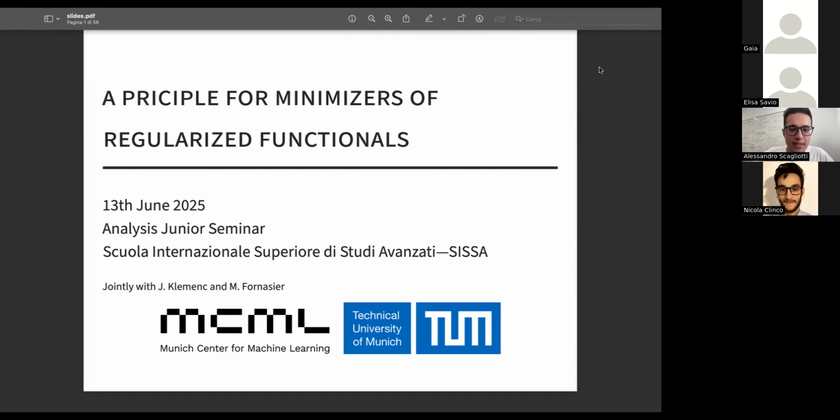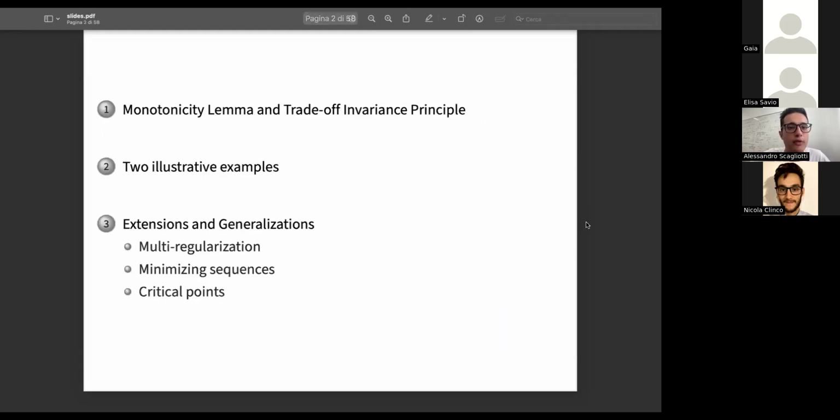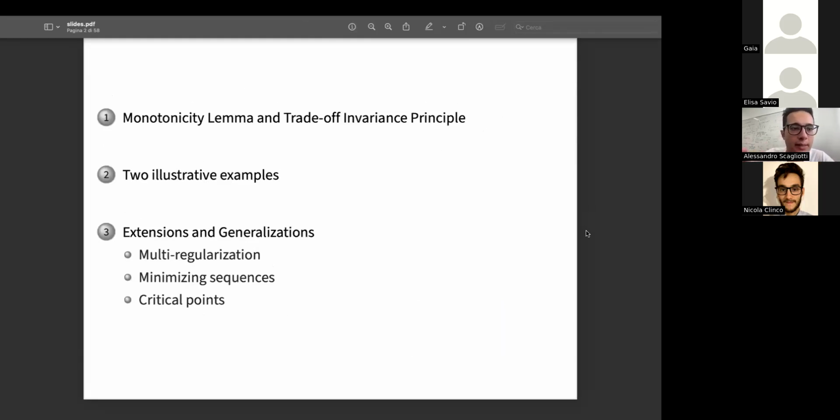So as Laura said, we are going to see a quite general principle for minimizers of regularized functionals. The outline of the presentation is the following. We will see the basic statement of this principle that, at first glance, at least to us, sounded quite unexpected. Then we will see a couple of examples, and then we will move towards possible generalizations and extensions.